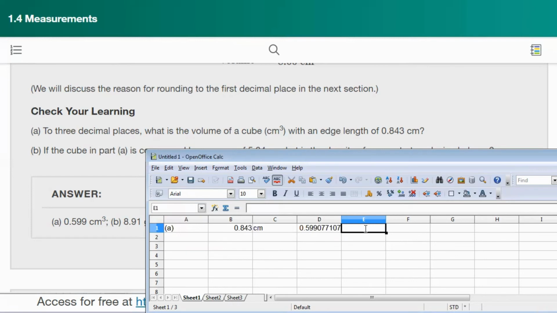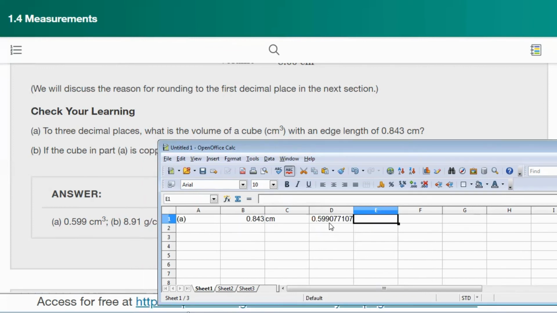So units, you'll just have to do that in your head. It's not hard. The number that I got was 0.599 and some more numbers beyond the decimal place. They said just to 3 decimal places, and that would be 0.599. So I can do that to 3 decimal places, 3 places after the decimal point. So now let's do B.